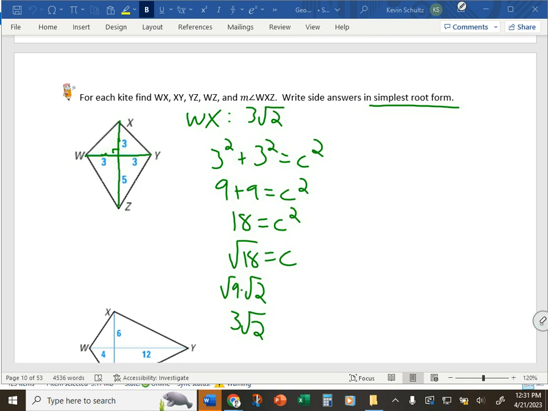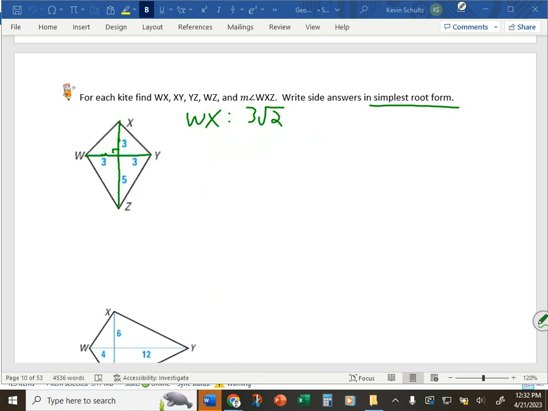Let's talk about XY first. I didn't figure that one out. How do we get XY?